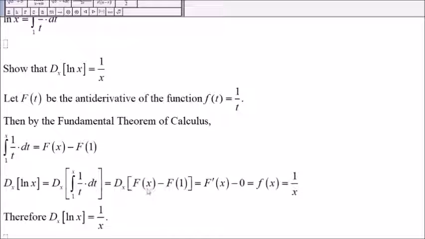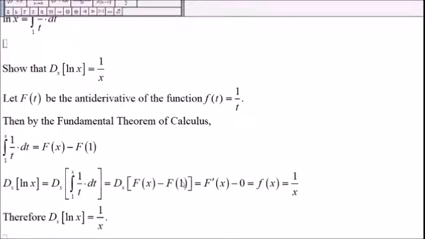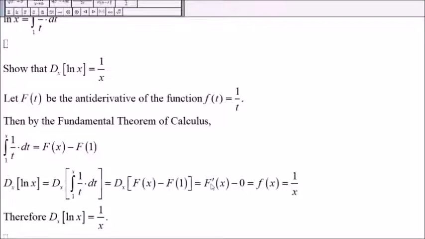And so this is the derivative of the difference, which is just the difference of derivatives. So we take the derivative of f of x, which is f prime of x. But f of 1 is just a constant. This is just the antiderivative evaluated at 1, and so this is a constant. The derivative of a constant is just 0, and so we end up with the derivative of the antiderivative.